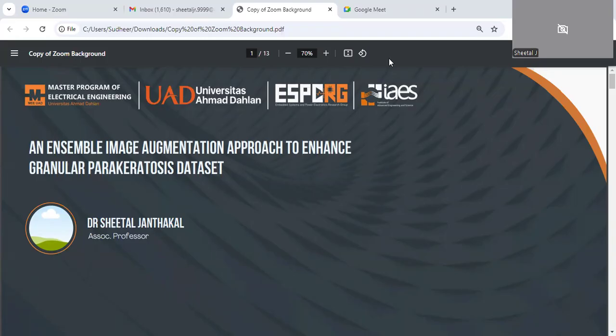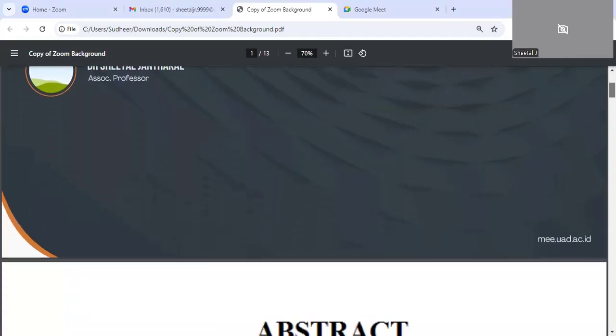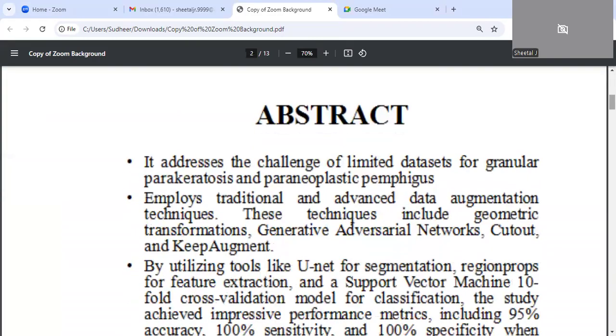Today I am going to give a presentation on the topic, an ensemble image augmentation approach to enhance granular parakeratosis dataset. In this presentation, I am going to cover the contents like abstract, introduction, literature review, methodology, then results and discussion obtained from the implementation part, and finally the conclusion.